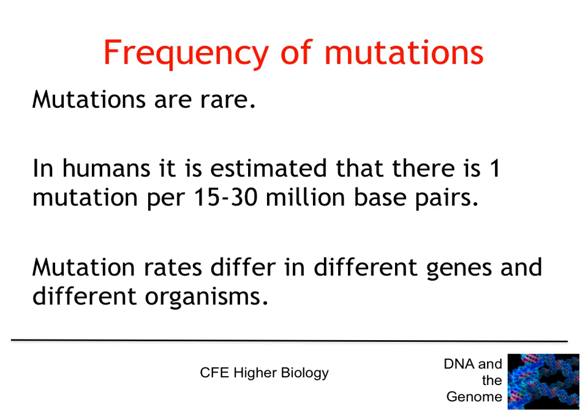It's pretty rare, a mutation. In humans, it's estimated there's about 1 mutation per 15 to 30 million base pairs. That's not something you need to know for your Higher exam, but it's just to give you some indication of quite how rare it is. But mutation rates differ in different genes and in different organisms. There are some genes that are more prone to mutations than others, and some organisms that are more prone to mutations than others.